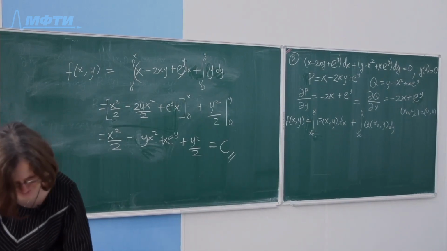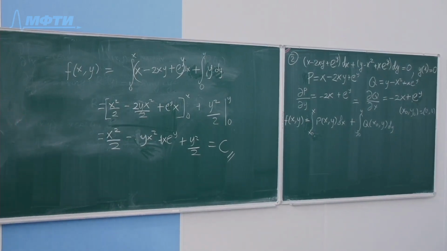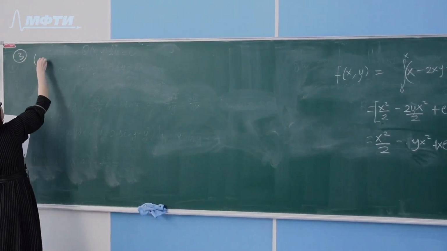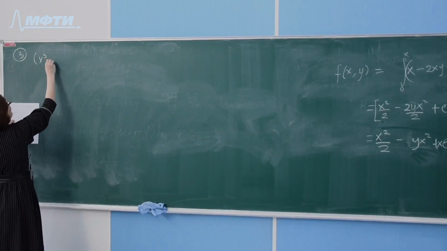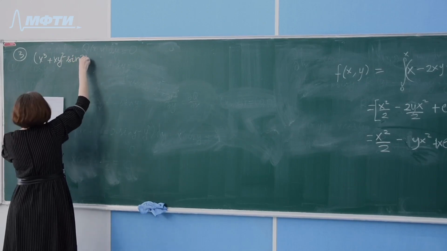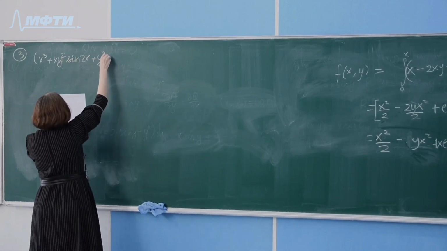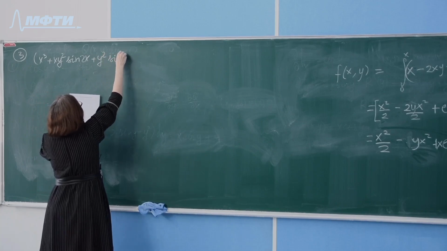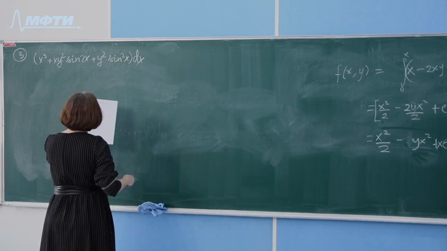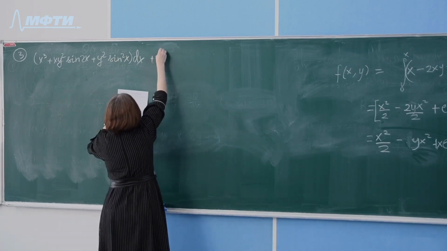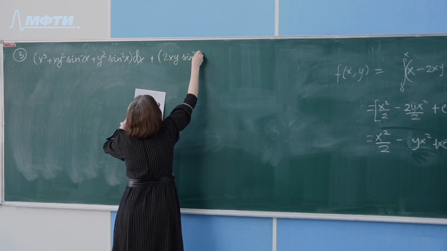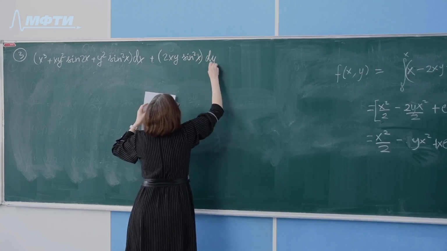Okay, so task number 3 will be here. Okay, so very long expression: x cubed plus xy squared sine 2x plus y squared sine squared x dx and 2x plus 2xy sine squared x dy equals 0.